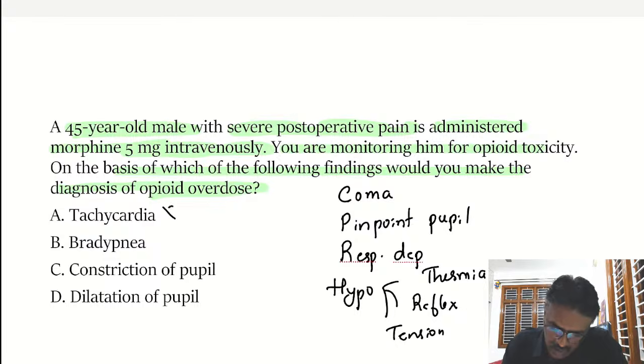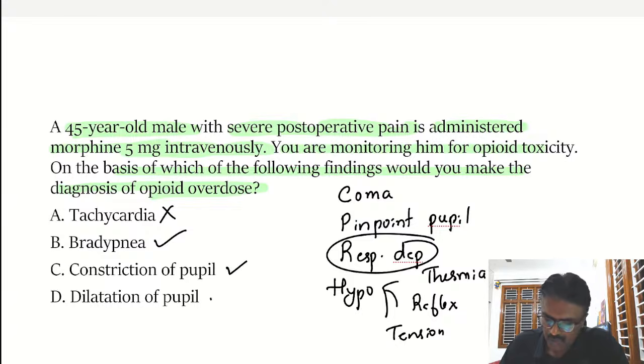So tachycardia is not seen. Bradypnea, respiratory depression will lead to bradypnea. You will also see constriction of pupil and dilation of pupil. So on what basis, which of the following will make the diagnosis? I will have two answers here, B and C, both will be the answer, not dilation of pupil. But if we have to choose the better one, I will go for bradypnea. Constriction of pupil, if it is pinpoint, obviously I will go for that, but both are given, I will go with bradypnea. Respiratory depression means already the dose is very high.